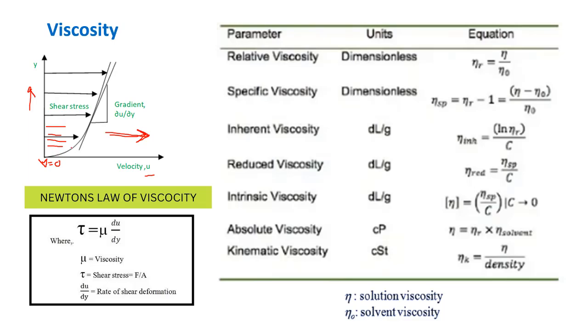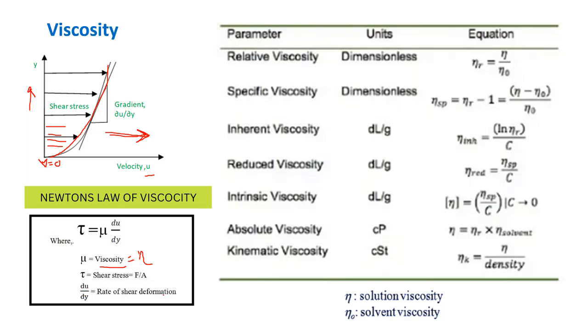So it will be in a curve, and the gradient will be given as du by dy. According to Newton's law of viscosity, the stress is directly proportional to the velocity gradient. If we remove the proportionality sign, we have the viscosity, which is mu, or we can also represent it as eta. Here we have represented dynamic viscosity as eta, tau is the shear stress, and du by dy is the rate of shear deformation or velocity gradient.